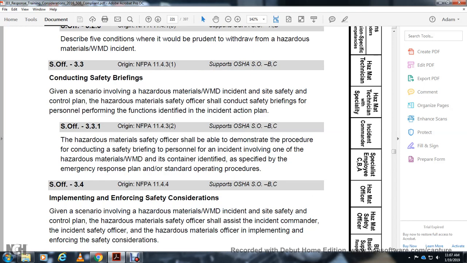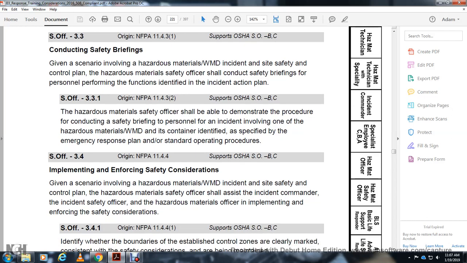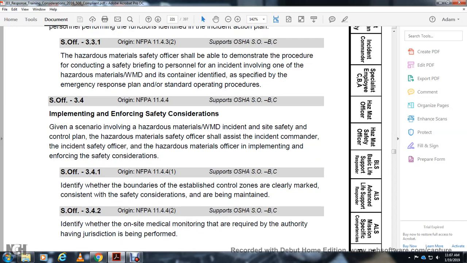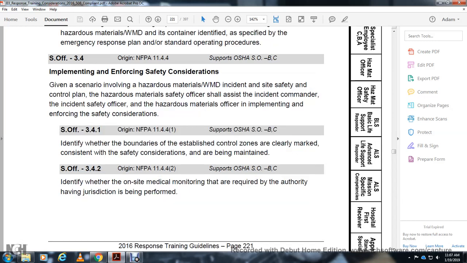Implementing and enforcing safety considerations. Given an incident involving a hazmat weapon of mass destruction with the site safety control plan, the hazmat safety officer shall assist the incident command and the incident safety officer in implementing and enforcing the safety considerations. Identify whether the boundaries of the established control zones are clear and consistent, and whether safety considerations are being maintained. Identify whether outside medical monitoring required by the authority having jurisdiction is being performed.